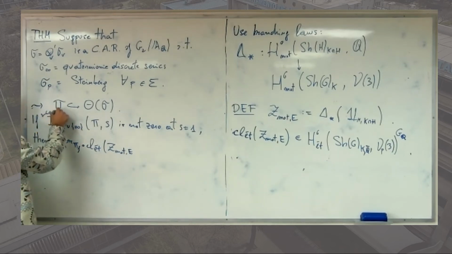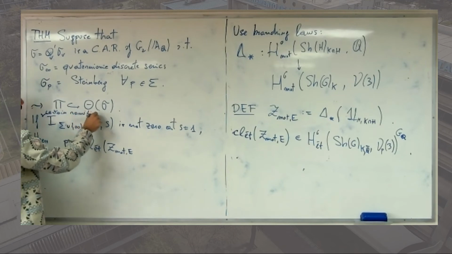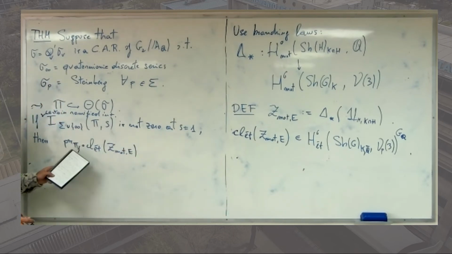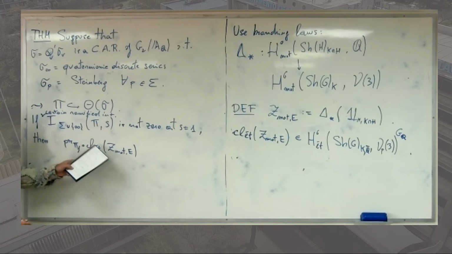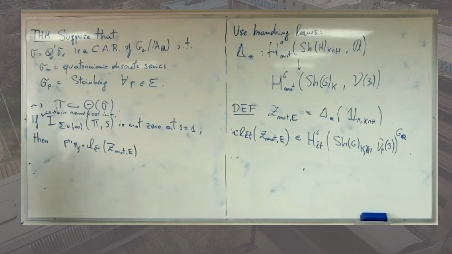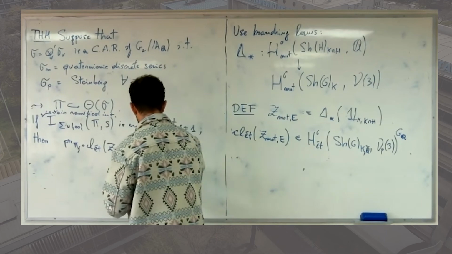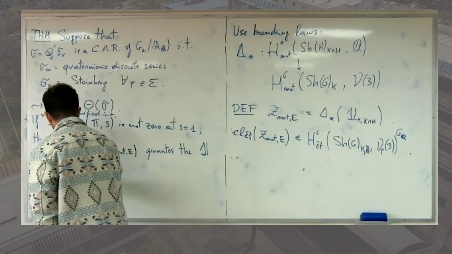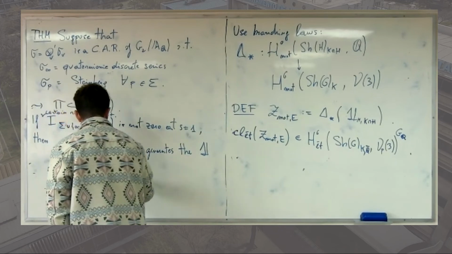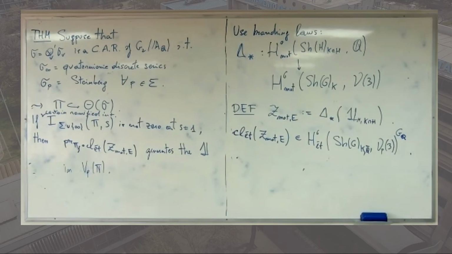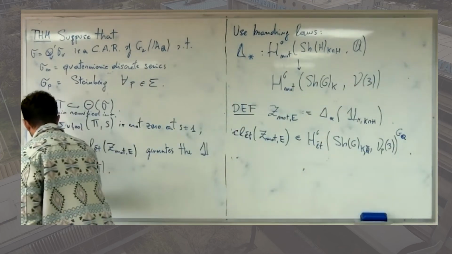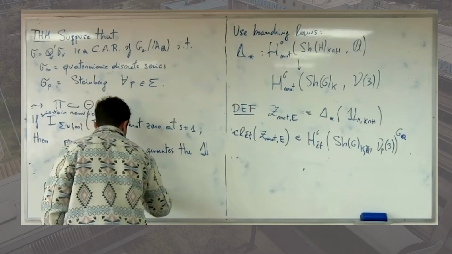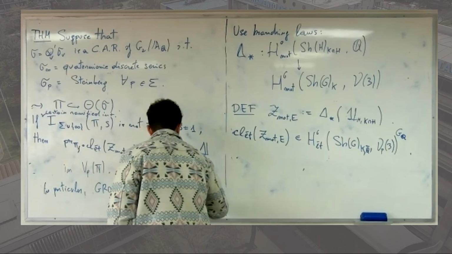If a certain ramified integral is non-zero, then you take the étale cycle class map of this cycle, you project it to the pi f isotypic component, and this generates the trivial line in V_pi. In particular, the Gross-Savin conjecture holds.